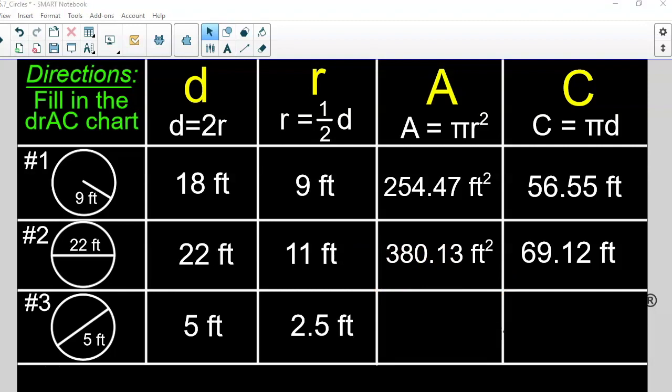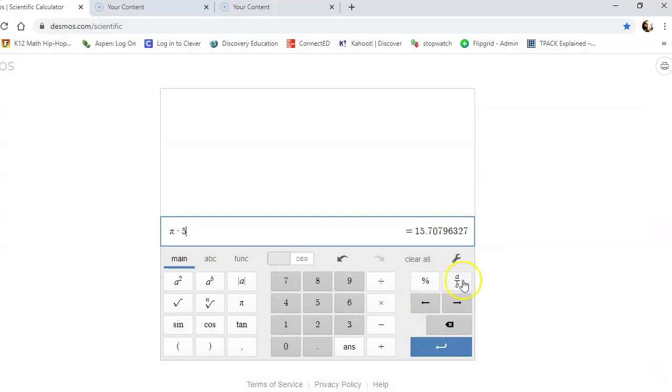I'm not sure what happened, so I'm going to stop this here. But that's our third example. 19.63 was the area, and the circumference was 15.71 because this 0 is next to the 7, it's going to round up 1. So that is our practice on calculating area and circumference of our circles.